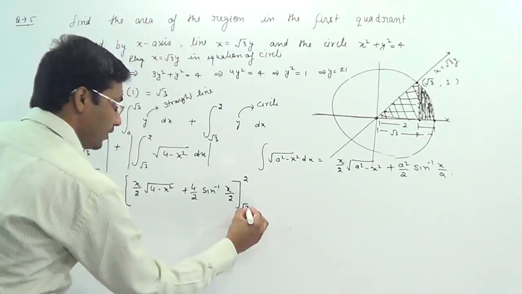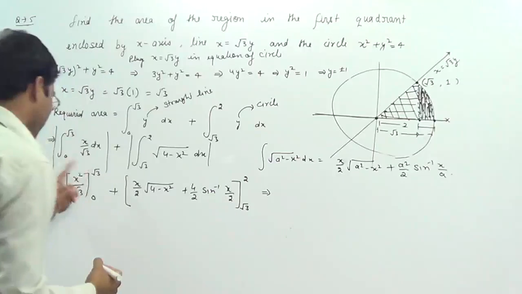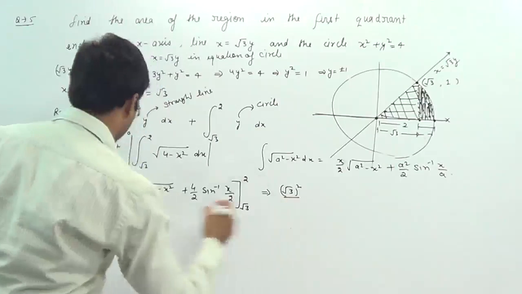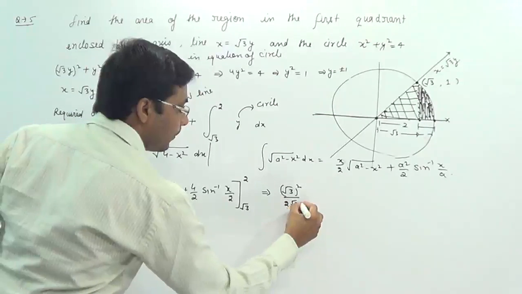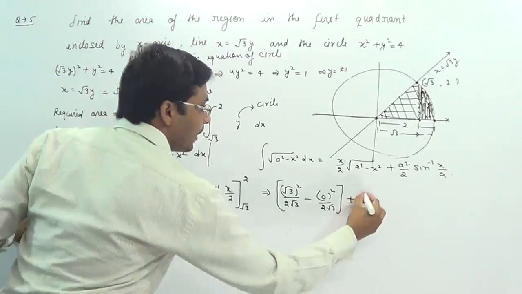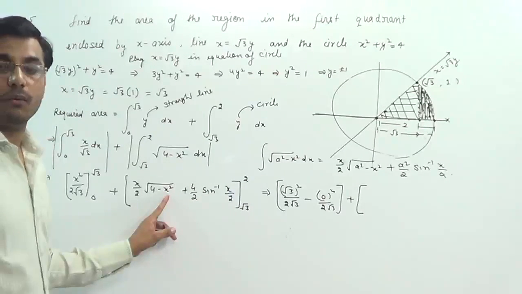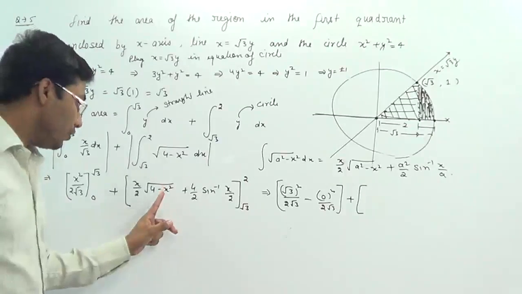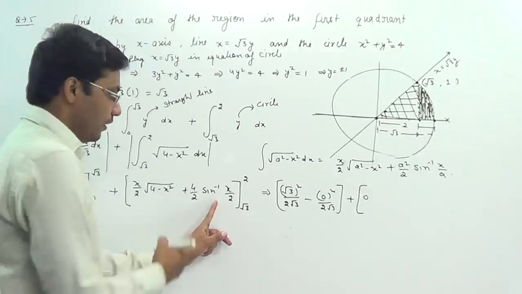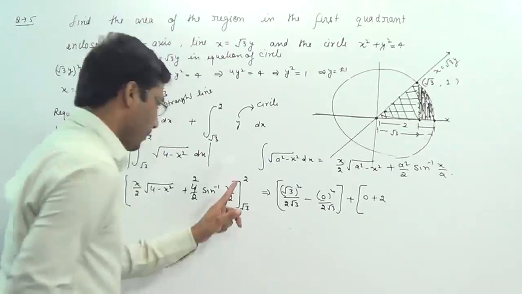Plug the limits 2 and root 3. Now try to solve them. Plug upper limit root 3, so we will get root 3 square divided by 2 root 3 minus 0 square divided by 2 root 3, upper limit minus lower limit, plus. Now plug here. When we plug x is equal to 2, square of 2 is 4. 4 minus 4 is 0. When 0 is multiplied with any value, it gives 0. So we will get 0. Now plug here. Cancel out and it becomes 2. So 2. Now plug here 2.